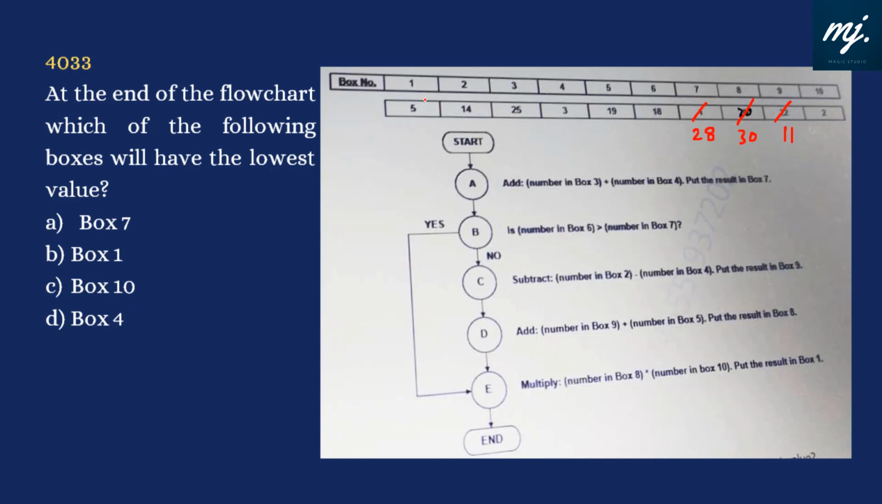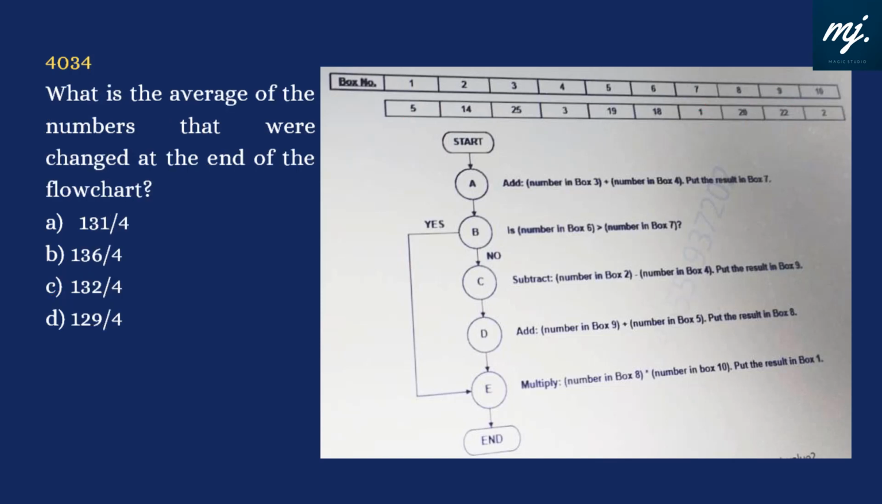So box 1 result would be 60, and the end. So 4 boxes have got the number changed. Now the 3 questions to follow. We know that with each flowchart 3 questions were asked. Question number 1. At the end of the flowchart, which of the following boxes will have the lowest value? Out of this, the lowest value is in box number 10, that is 2. Select option C. The lowest value is 2 in box number 10.